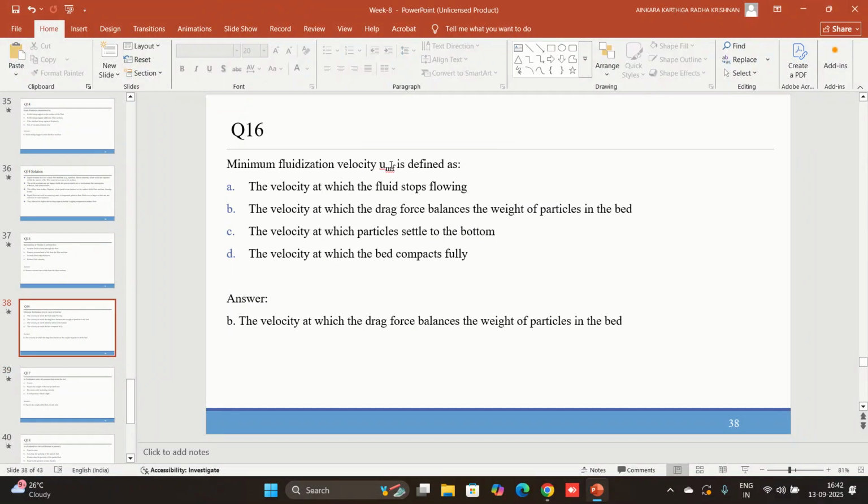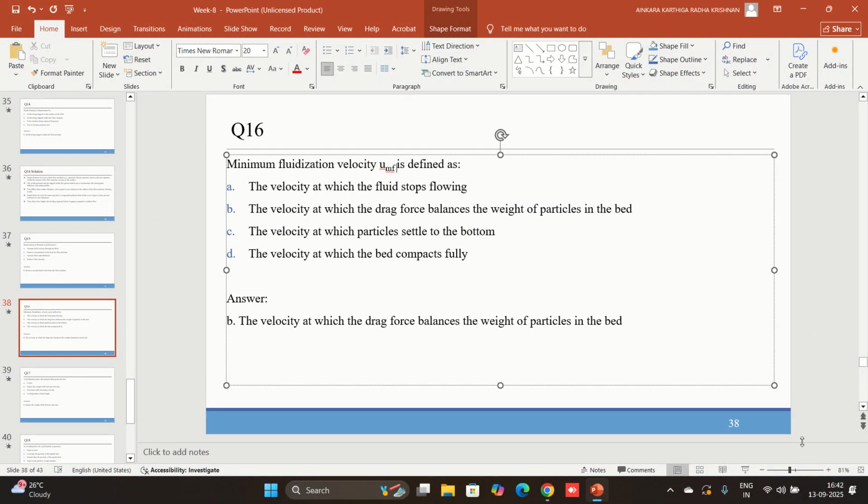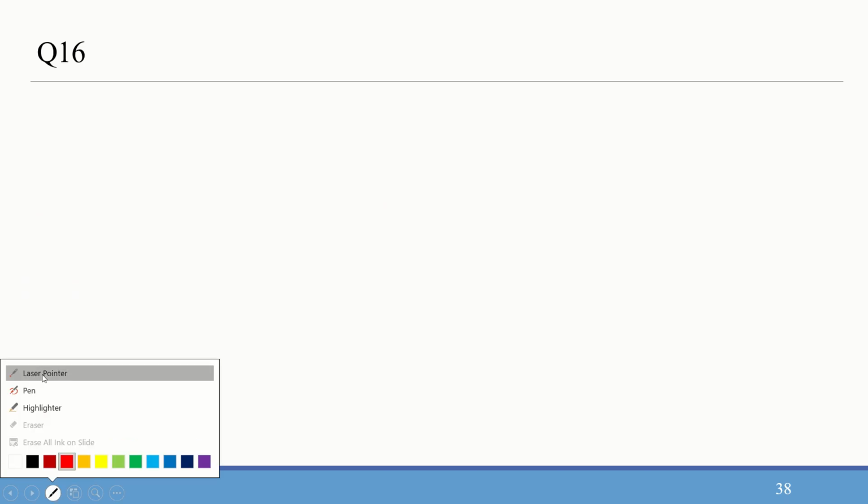Now we'll see question 16. Minimum fluidization velocity, UMF, is defined as dash. Where does the minimum fluidization concept come from? It comes from fluidization.